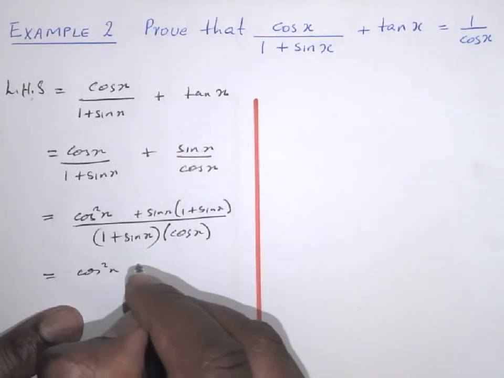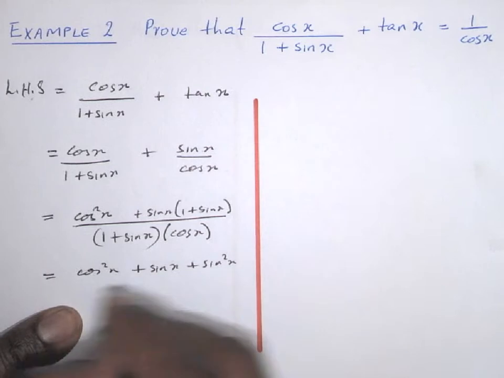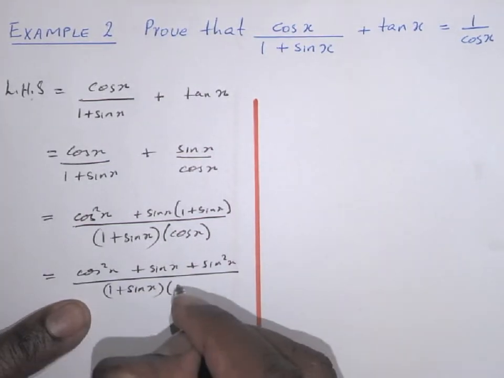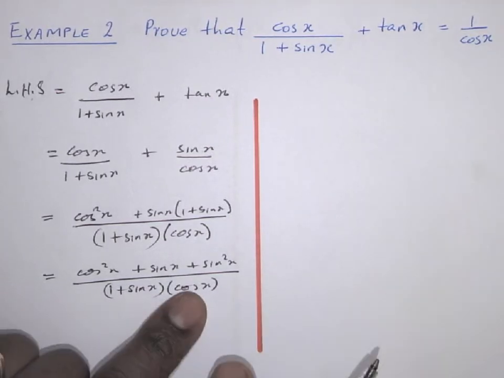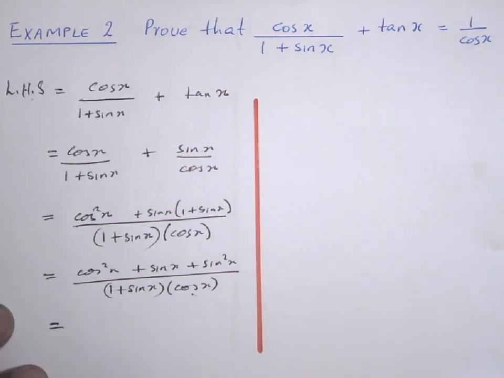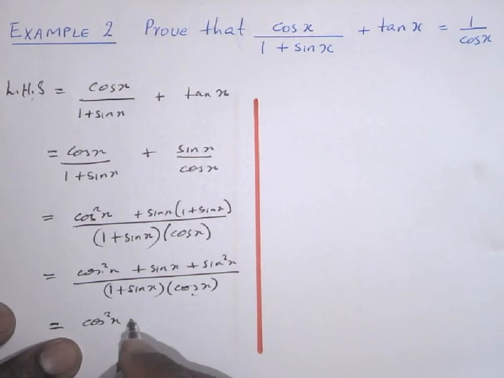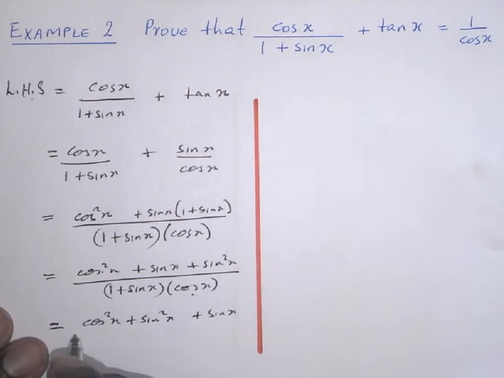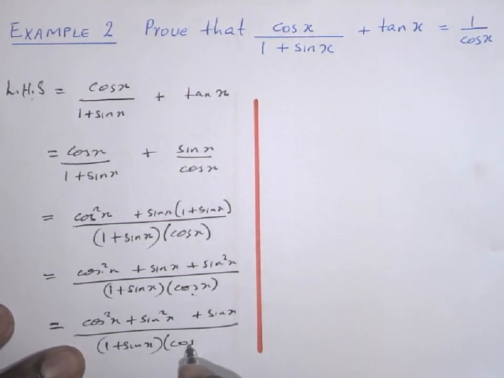If I remove brackets, there is plus sine x plus sine squared x, all over 1 plus sine x times cos x. Note that I'm not multiplying this one out, because our 1 plus sine x must be left like that. So we can see something familiar here. If I group this as cos squared x plus sine squared x, then plus sine x, all over 1 plus sine x times cos x.